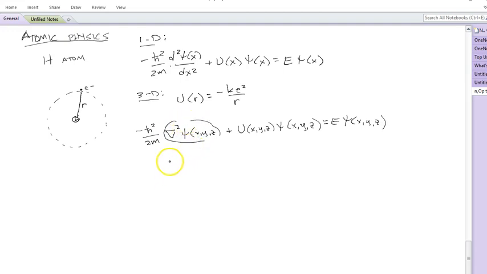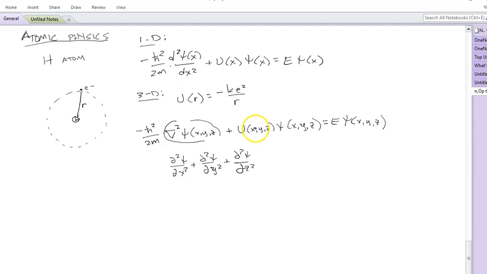Okay, and if we're using rectangular coordinates x, y, z, this Laplacian that you see right here, that's just shorthand for d squared psi dx squared plus d squared psi dy squared plus d squared psi dz squared. So it's just the sum of the second partial derivatives of psi, okay? So that's not too bad, the form of this Laplacian in rectangular coordinates.